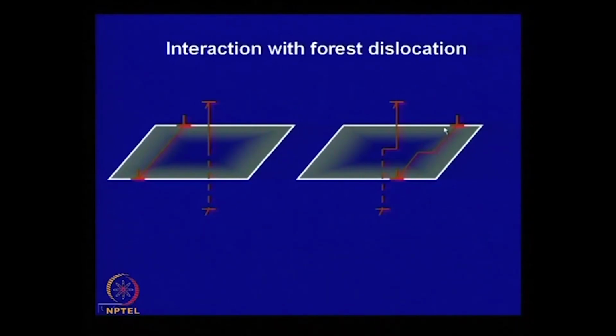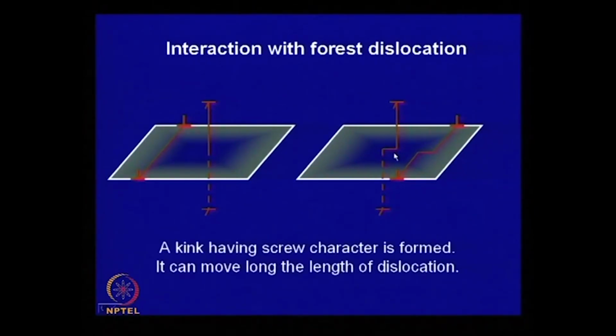So, the screw dislocation can move, it can cross slip, it can move on any plane which contains it, and it can also move in this plane. So, this is the type of step which you can say is mobile, it can move along the length of the dislocation and come out of the slip plane. So, same thing here also, its character is that of a screw dislocation. This type of step is called a kink, and it has a screw character, and it can move along the length of the dislocation.